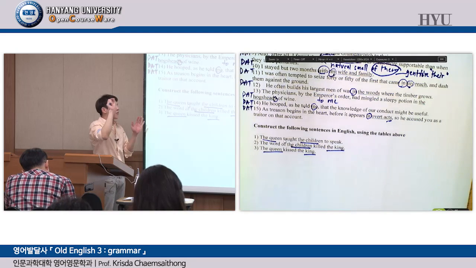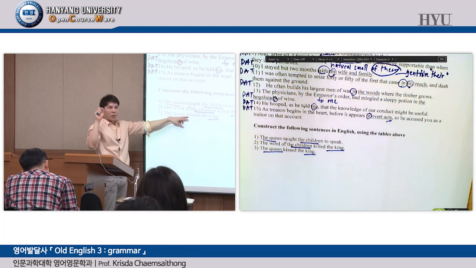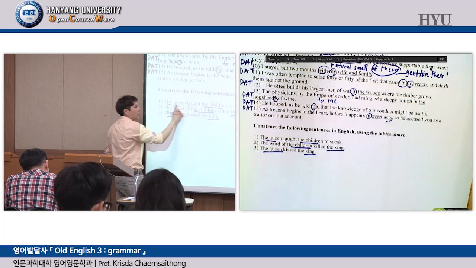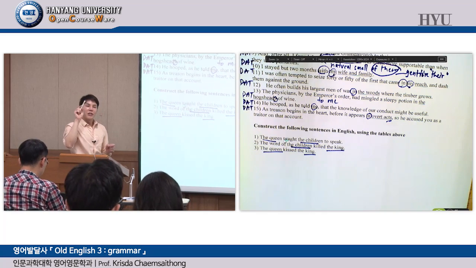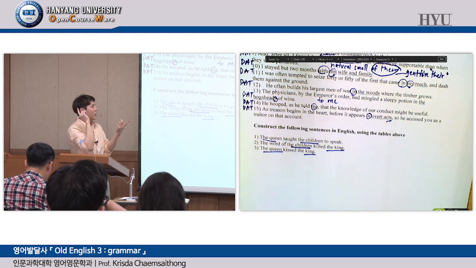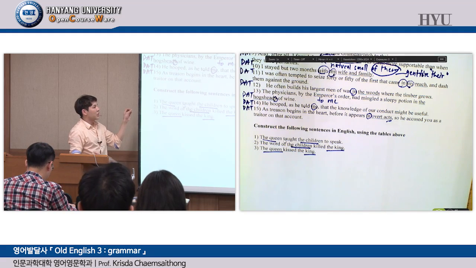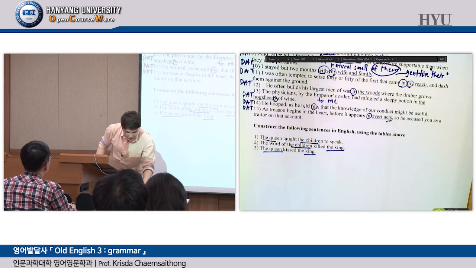Just leave out the verb. I underlined some noun phrases here. Just choose the right noun and also the article. So do this from the table.